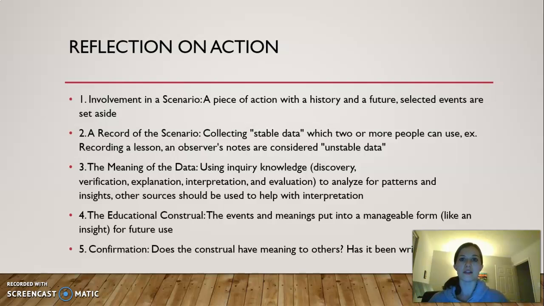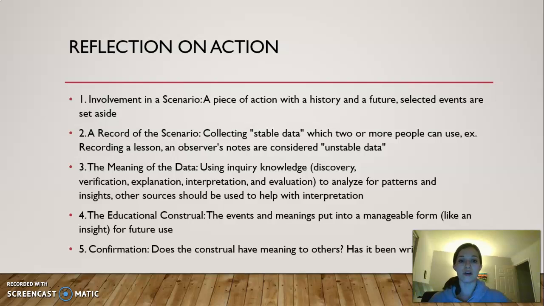So when you record the lesson and sit down with your supervisor, then not only is the teacher seeing what their actions were, but the supervisor is able to go back and re-acknowledge exactly what was happening if they couldn't write things down 100% clear in the observation themselves. 3, we take the meaning of that data.